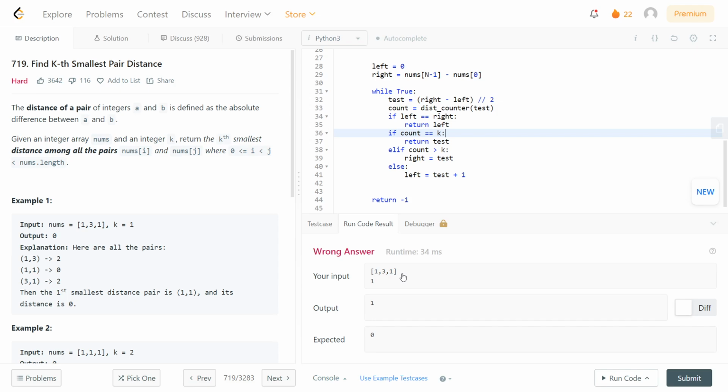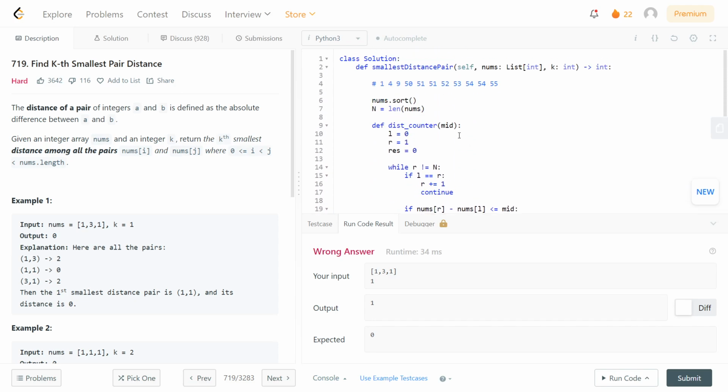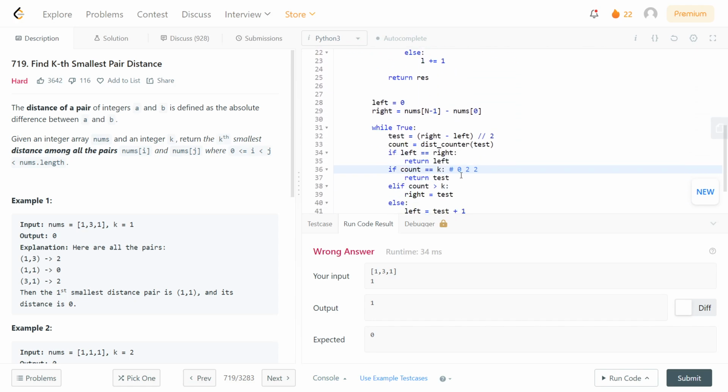In this case we have only distances 0 and 2, so we have 0 to 2, and we chose 1, and we found that one element is less than 1. But it's actually also less than or equal to 0. So in this case, we only want to return when left is equal to right. And how to increase left and right?